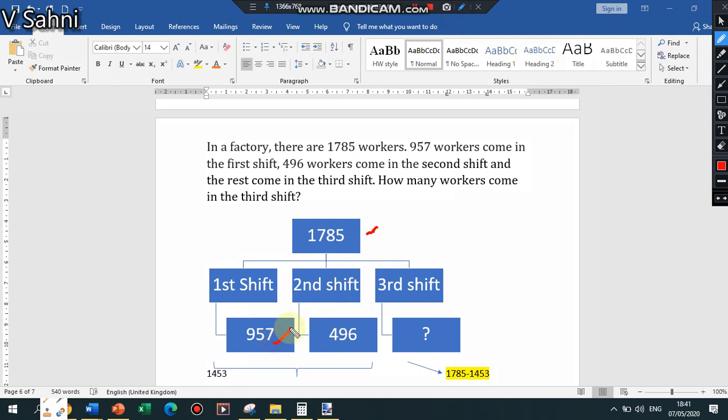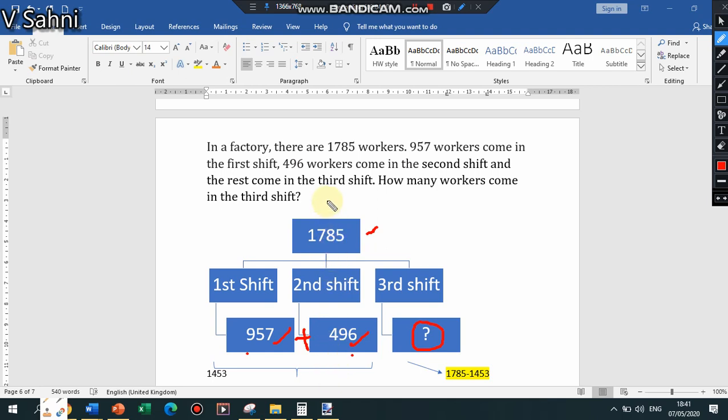These many people came in the first shift. These many people came in the second shift. Now they are asking how many people came in the third shift. This is what you have to find out. So how are you going to do this? See, first you are supposed to add the workers that came in the first and the second shift. Once you get that answer, you take the total number and subtract that answer.